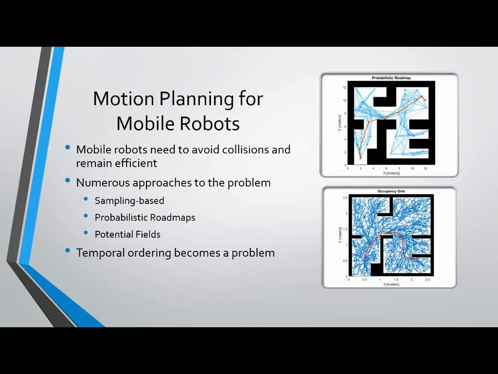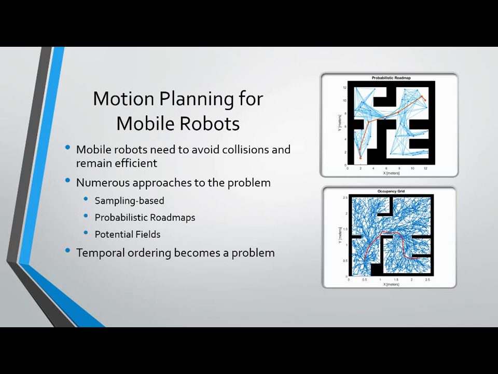So to start off, I'll talk about motion planning for mobile robots. It's a key competency for a robot to be able to get from one point to the next while avoiding collisions and remaining efficient with respect to some metric, be it that you want to minimize the amount of time that it took to get there or minimize the amount of energy that was used in getting there.